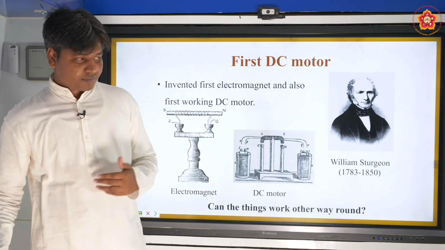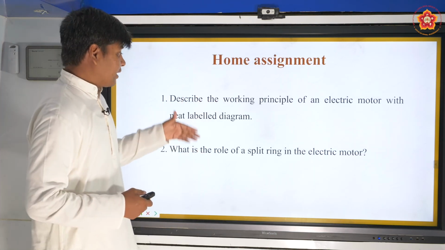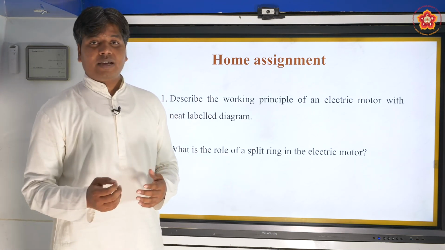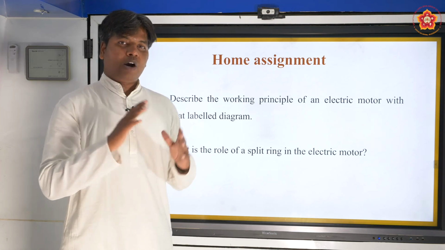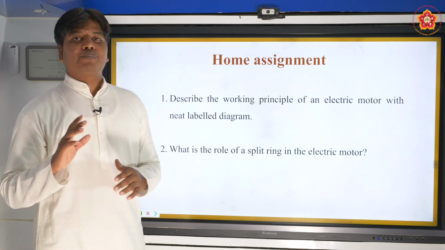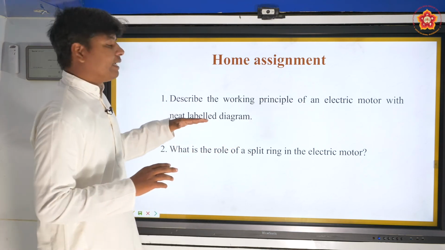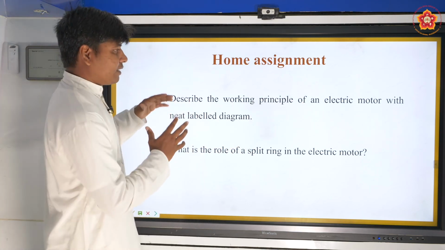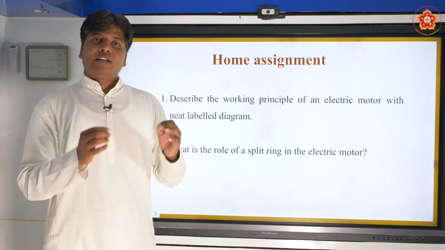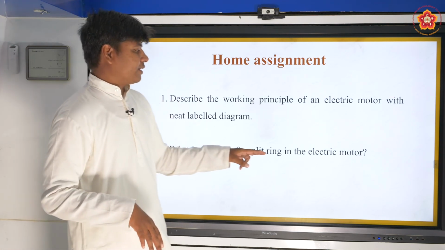Before ending this session, let us answer these questions. I'll be giving the questions. Please go after this session, sit down and close your eyes and think how the motor works, have the concept clear, and then write this on a piece of paper. Describe the working principle of an electric motor with a neat labelled diagram, right? Which we have discussed. You just revise it once more, go through your textbook, and then write neatly in your own words. What is the role of the split ring in the electric motor?